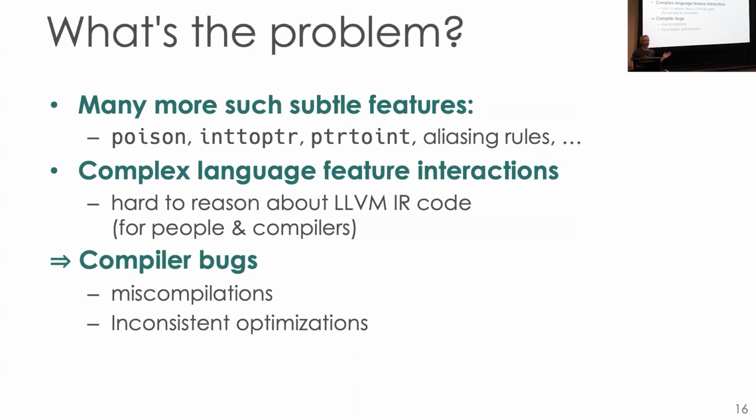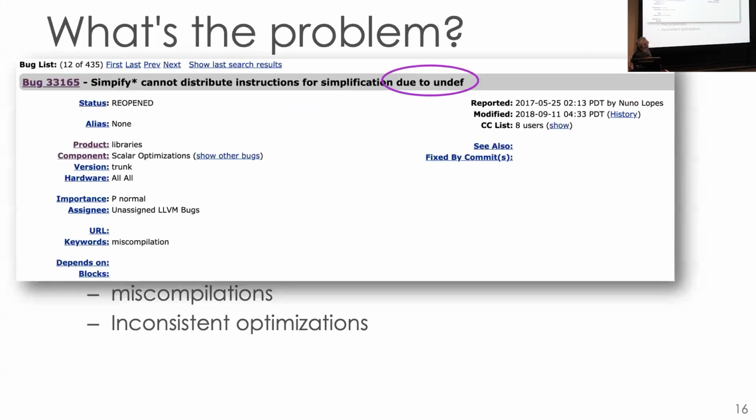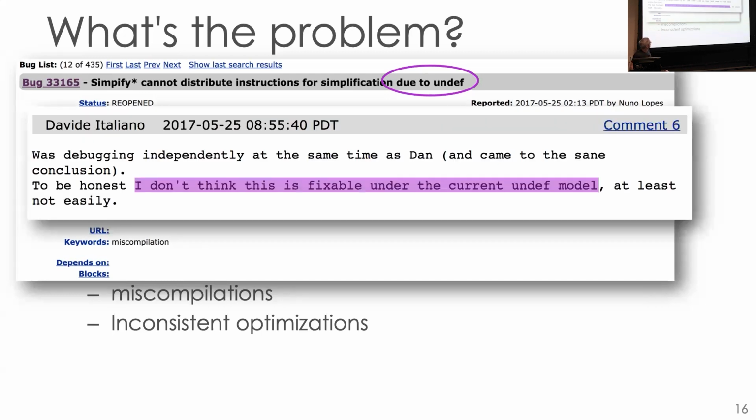If you go look at the LLVM semantics, there are lots of other complicated features. And if you go look at the bug tracker, you can find that John Regehr's Csmith and YARPGen projects have found lots of bugs related to things like undef. So here, I don't think it's fixable under the current undef.